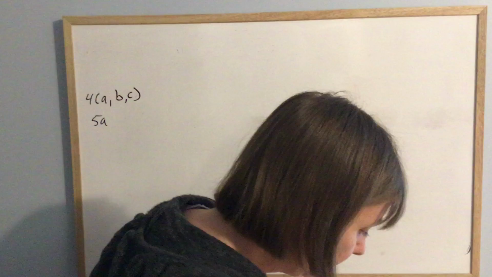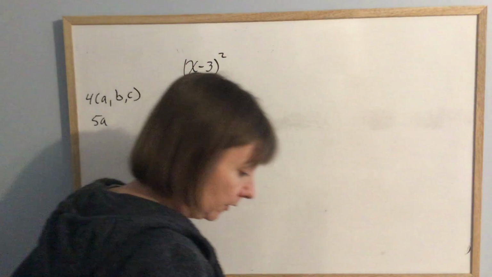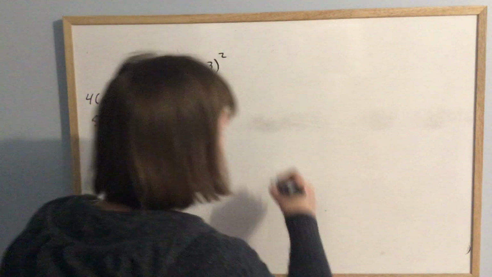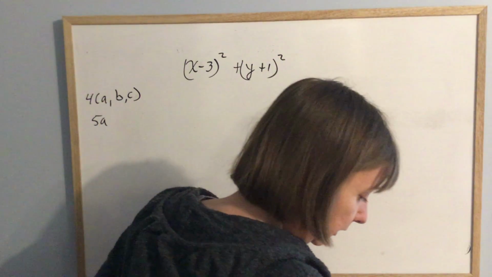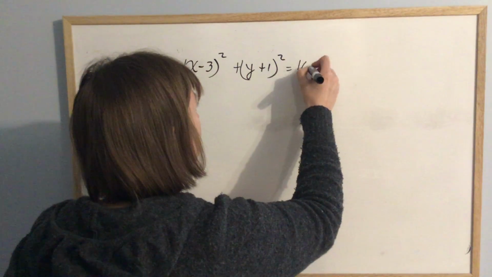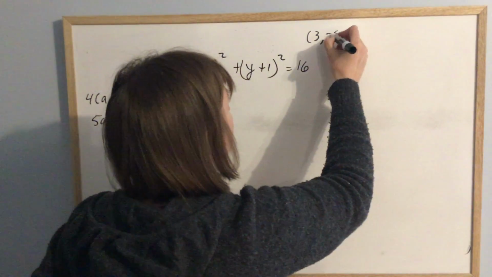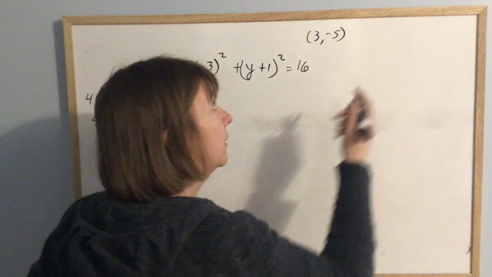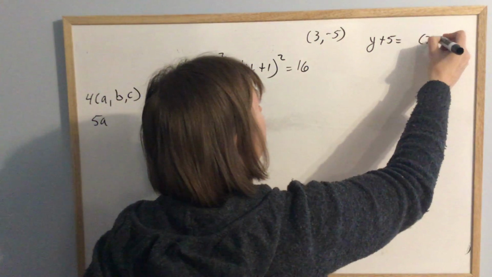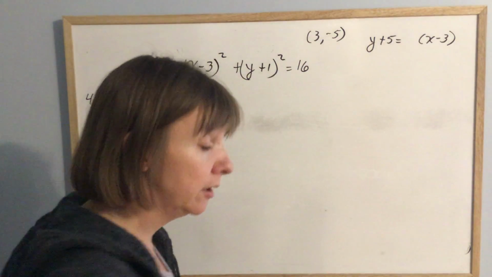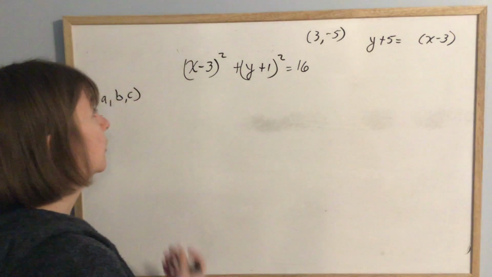So, cool. They give us (x minus 3) squared plus (y plus 1) squared equals 16 at the point (3, negative 5). So, y minus y1, so y plus 5, and slope times x minus x1, x minus 3. So I need a slope. And that's what number 1 is, find the slope of the tangent. So the first thing I have to do is find the derivative.